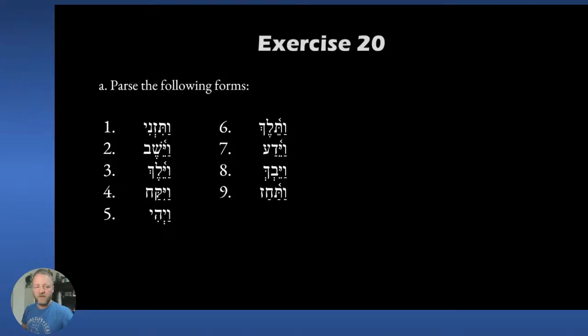Vatahaz. Vatahaz. I wish I could get people on screen who would guess what this is from. But I don't know if anybody's going to guess over in the live chat.